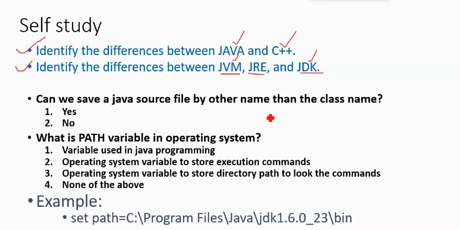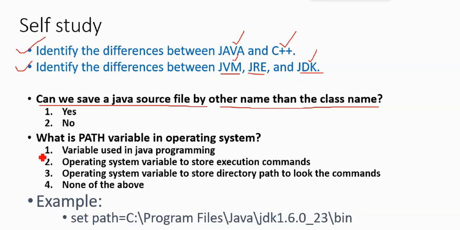And next, I asked this question: can we save a Java source file with a name other than the class name? It means it is not necessary to give the Java source file name the same as the class name. I'm not saying 100% that you have to use the same. You can give any name, but what we follow is that the name of the class we have given, the same name we give to the Java source file, because it's very easy while doing compilation as well as while doing interpreter execution.